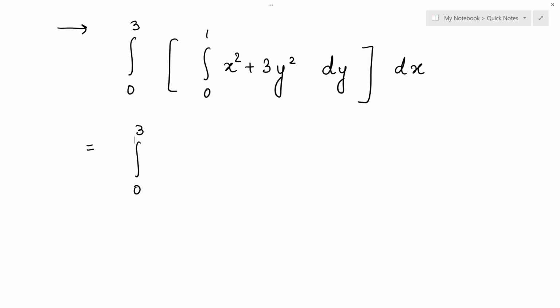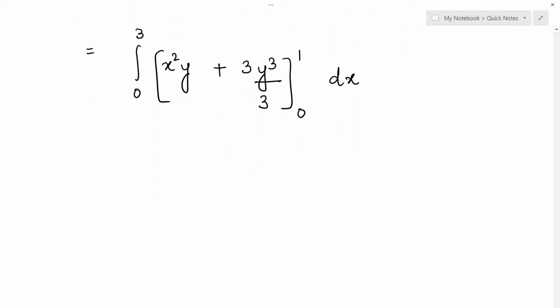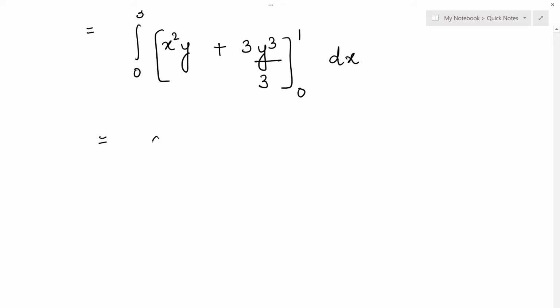The integration for x square. Now x square is a constant with respect to y. So x square will be as it is and integration of dy will be y. Integration of y square with respect to y is y cube by 3. The limits of integration are 0 to 1 dx. So let us substitute those limits.